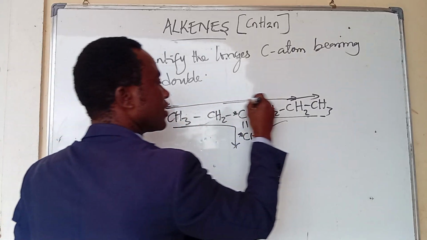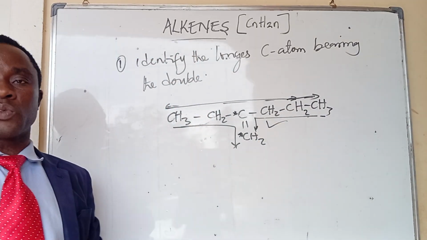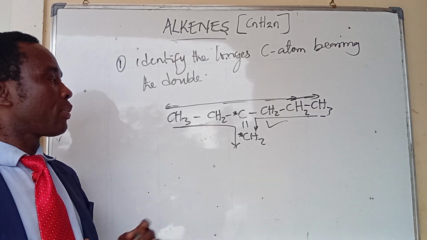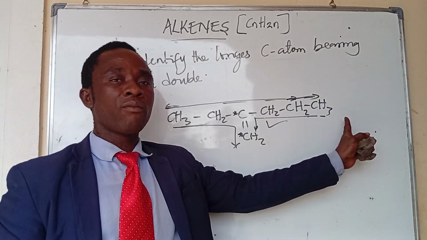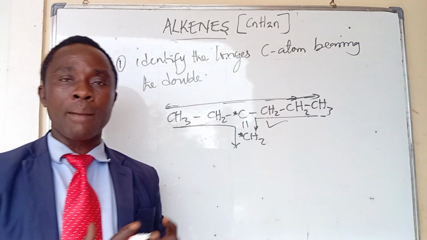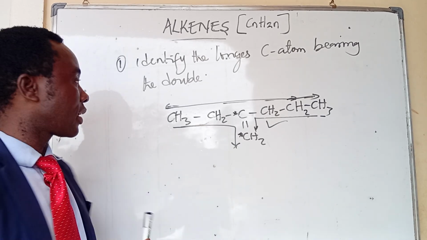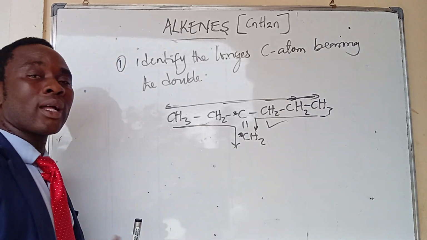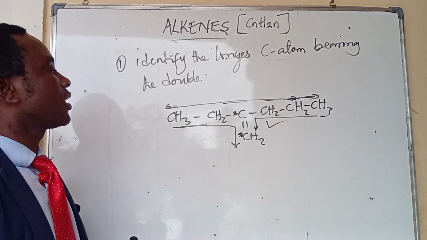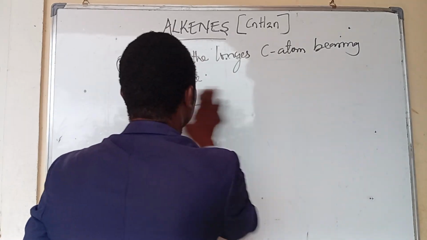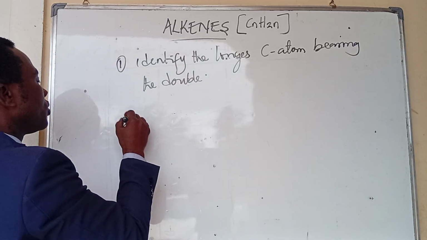Why are we not taking the straight part that is of 6 carbons? We are not taking the straight one, of 6 carbons, simply because that straight form doesn't have carbon atoms that bear the double bond. So it's not accepted. That is rule 1. Rule 1 is for you to identify the longest carbon chain. Now, if you identify the longest carbon chain, the second thing you do is what?